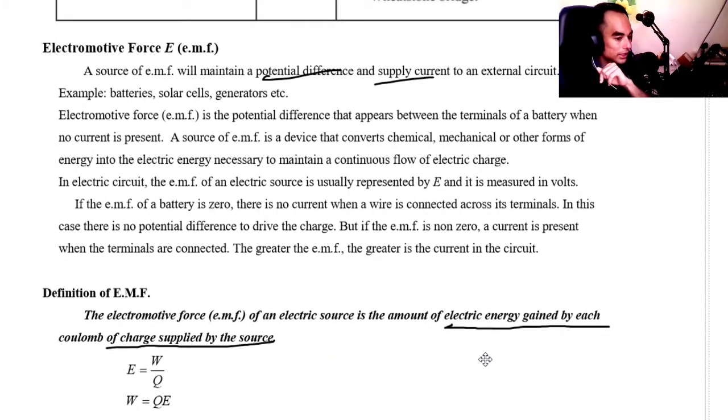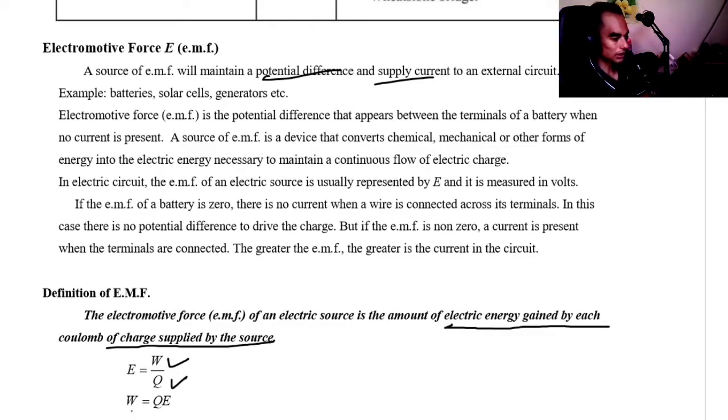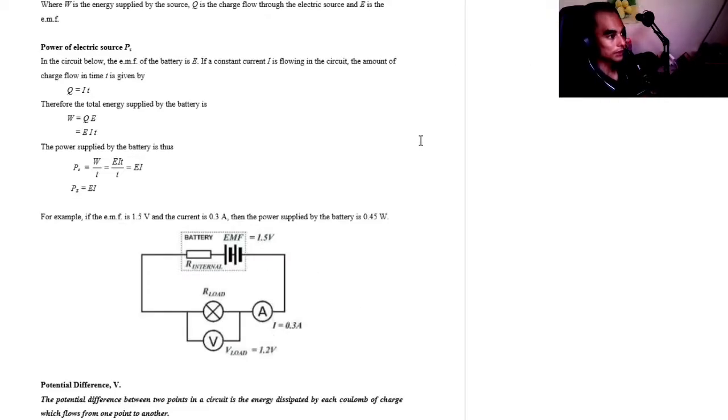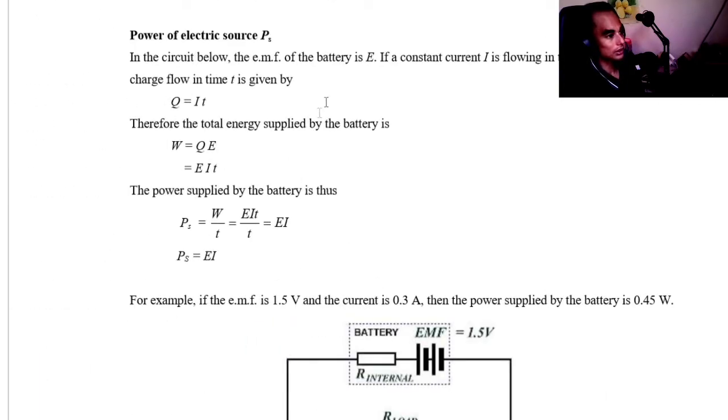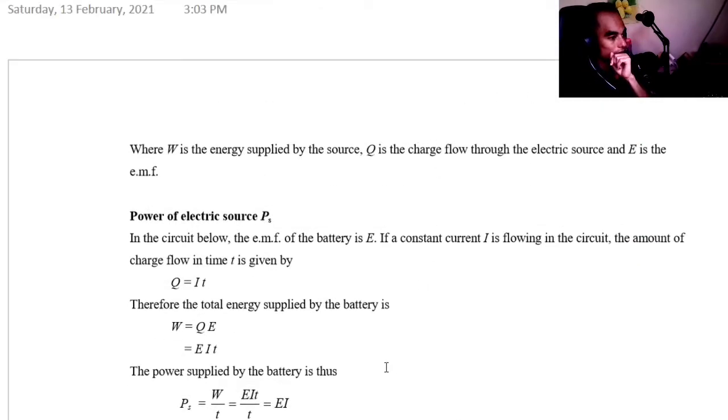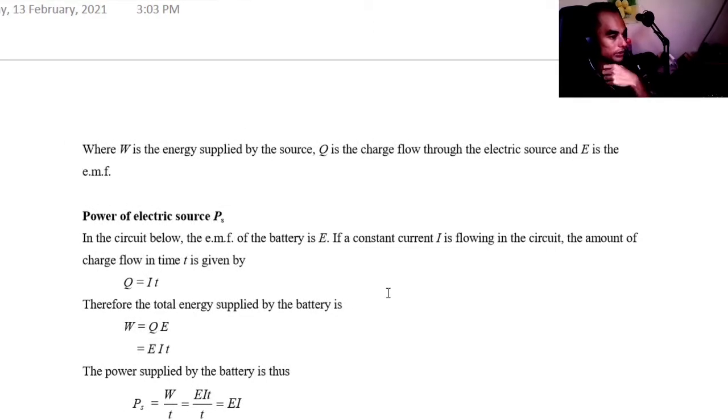It's the amount of electric energy gained by each coulomb of charge supplied by the source. So E equals work done divided by Q, where Q is the charge in coulombs. So work W equals Q times E. W is the energy supplied by the source, Q is the charge flowing from the electric source, and E is the EMF.